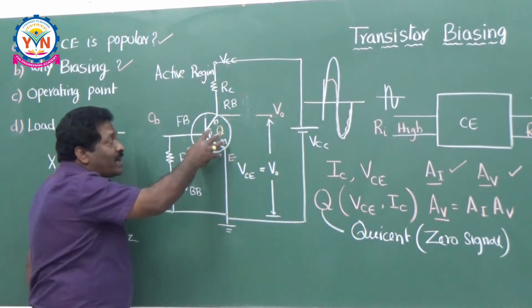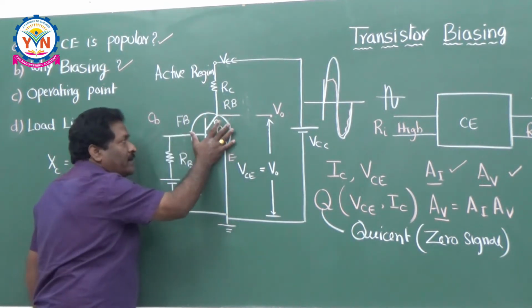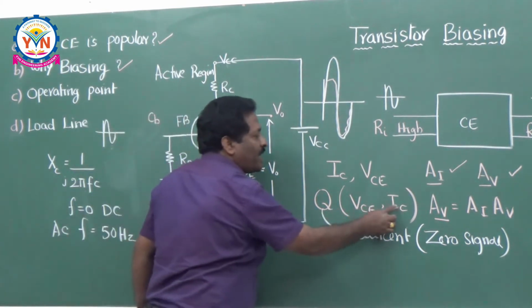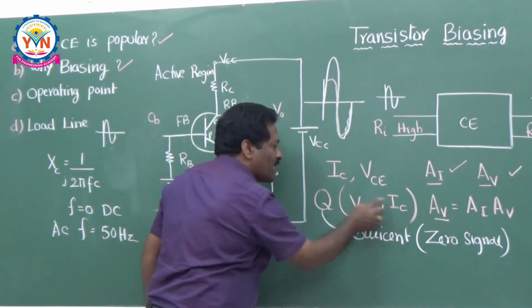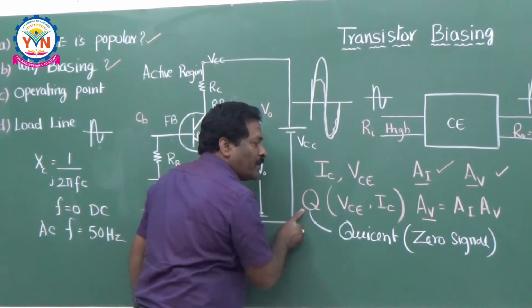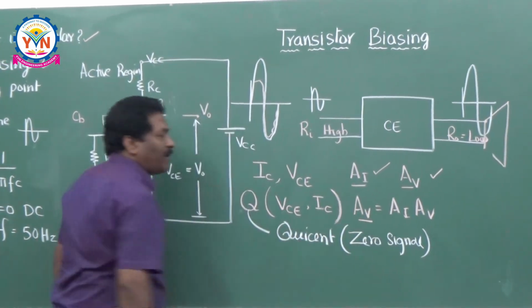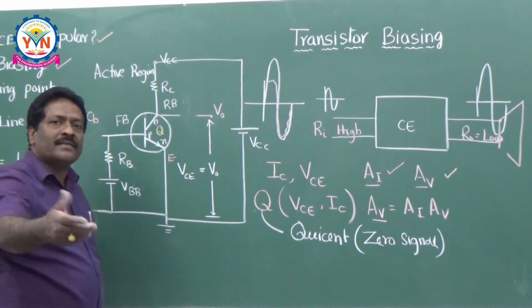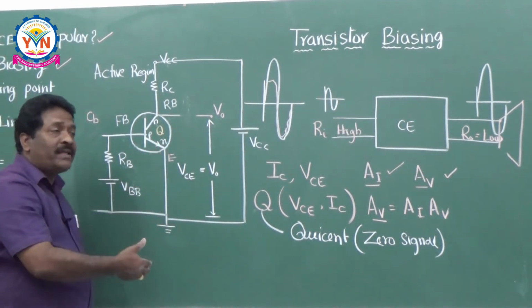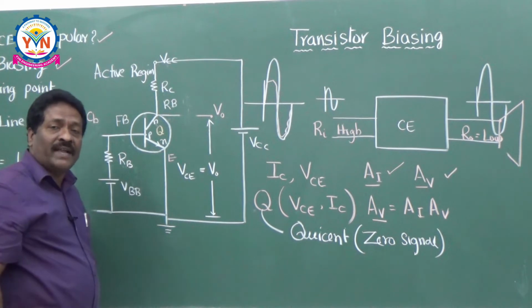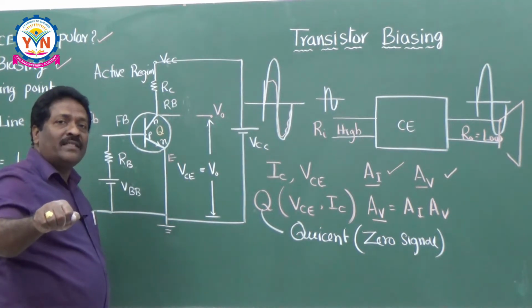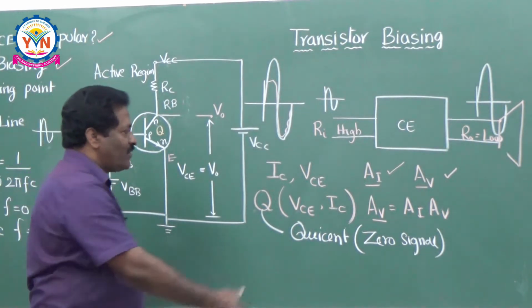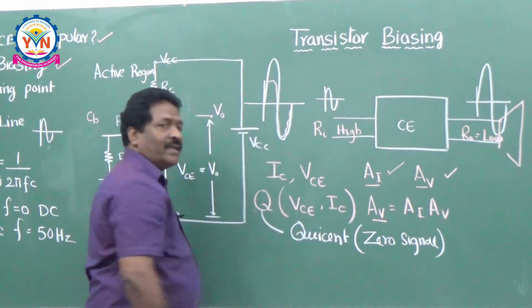Whatever conditions are prevailing at this point, your VCE and IC are the DC values. I am calling it an operating point, which is called the zero signal point. In later classes, we are going to apply AC to this circuit and see the amplification factor. But now I am concentrating only on the DC values. What are the DC values? You are getting VCE and IC.